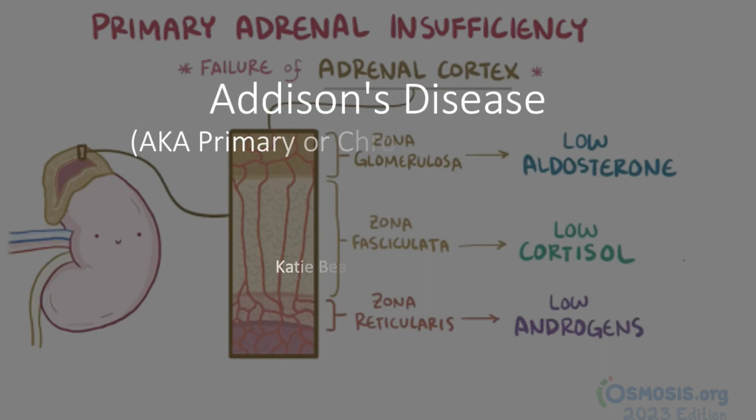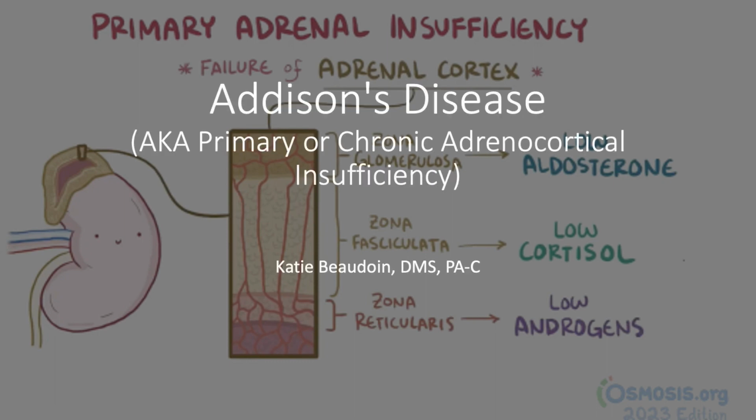All right, we're going to be talking about primary adrenal insufficiency today. This is commonly referred to as Addison's disease, and it can also be referred to as primary or chronic adrenocortical insufficiency. I have included pictures from Osmosis on here. I think pictures are worth 1,000 words. I spent some time on pathophysiology because then we can understand signs and symptoms and how to treat the disease.